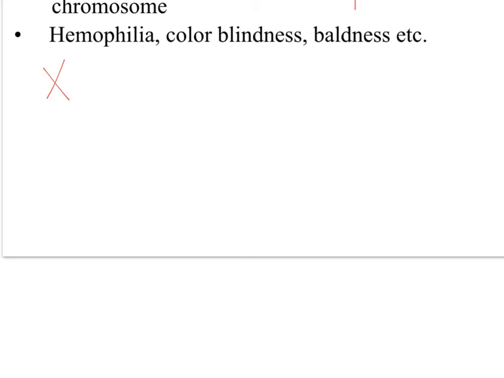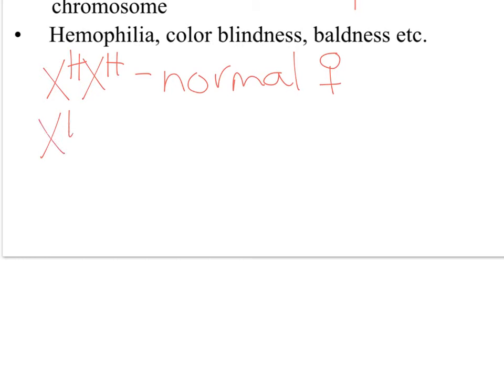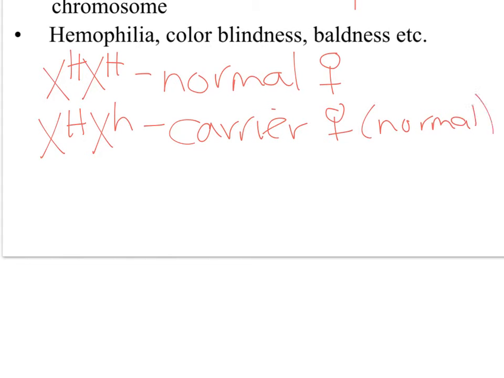So females can be X big H, X big H, which would be a normal female. Females can also be X big H, X little h, which is a carrier female, but she's still normal. She does not have the trait, but she can pass on that little h to her offspring. Or, very rare, she can have the disease and be X little h, X little h, and so she would be a hemophiliac.